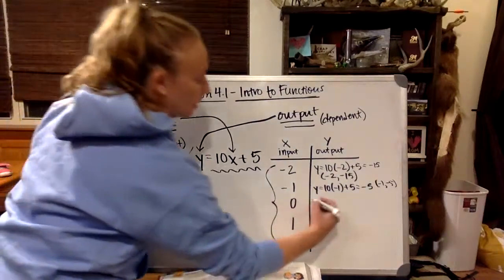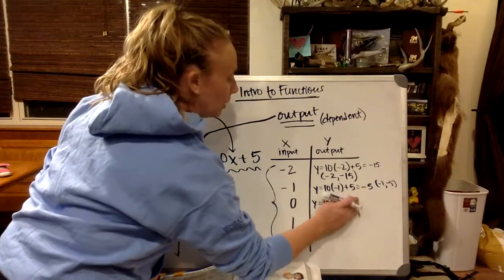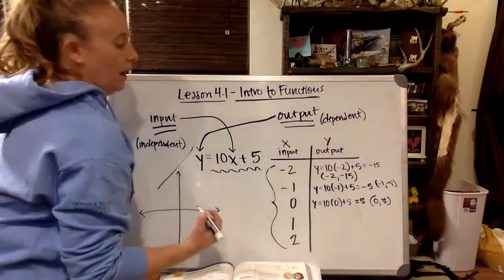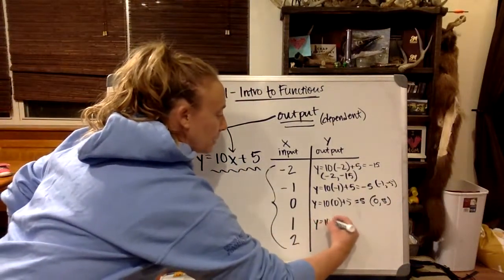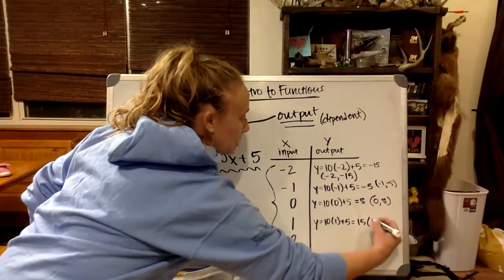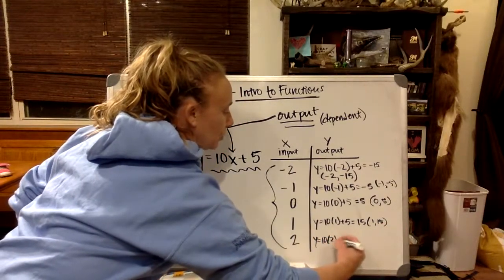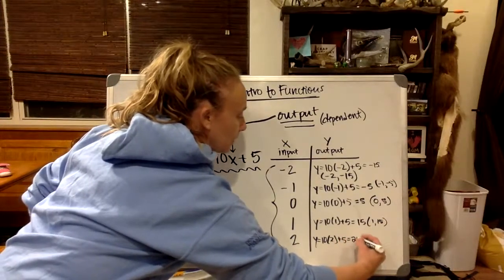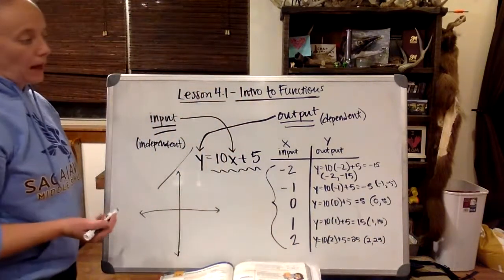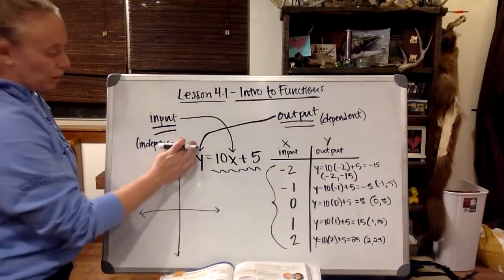I could put 0 in here. y is equal to 10 times 0 plus 5. 10 times 0 is 0, plus 5 is 5. So my next coordinate pair is 0, 5. And I can keep on going. I'll finish this up really quick. Put a 1 in there. 10 times 1 is 10, plus 5 is 15. So I have 1, 15 for my next ordered pair. And y is equal to 10 times 2 plus 5, which is equal to 25. So 2, 25. And so I've now created 5 ordered pairs that I can now graph onto a coordinate plane.